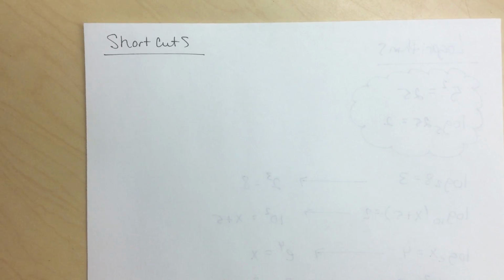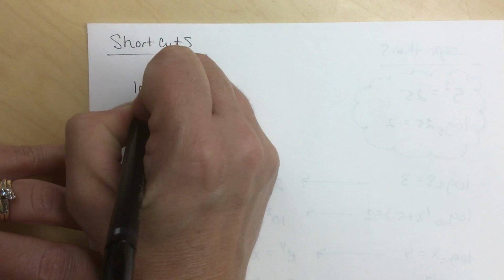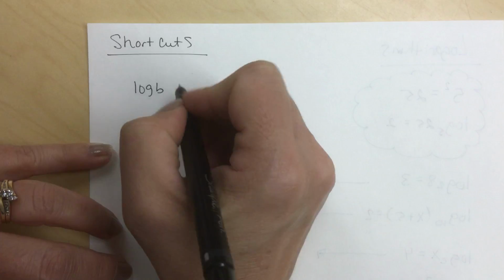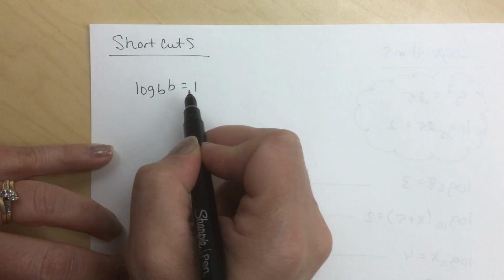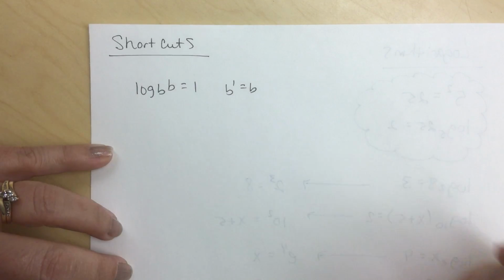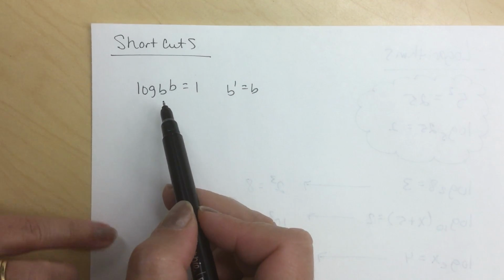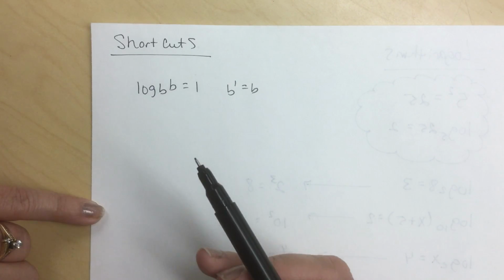So here are some basic shortcuts with logarithms. Any number to the first power is itself. You know, x to the first power is x, 7 to the first power is 7. So because of that, log base b of b is always equal to 1. Because if you rearrange that into exponential form, it would say b to the first power is equal to b. So if your base is the same as your big number, then it always equals 1.